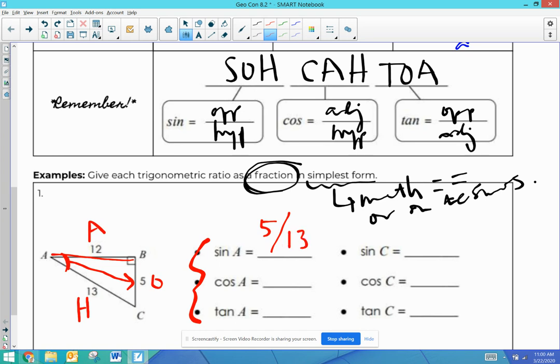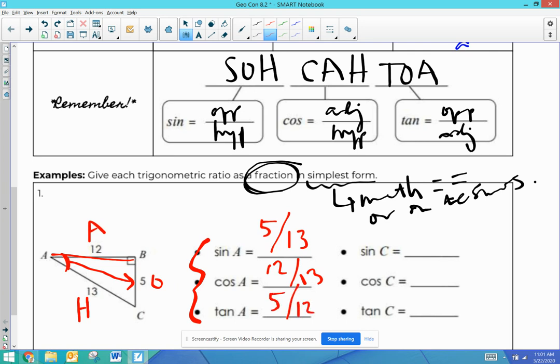5/13. Nice. Cosine of angle A. So cosine is adjacent over hypotenuse. So for angle A, adjacent 12 over the hypotenuse 13. And then the tangent of angle A. SOHCAHTOA, tangent is the opposite over the adjacent. So the opposite is 5 over the adjacent is 12.